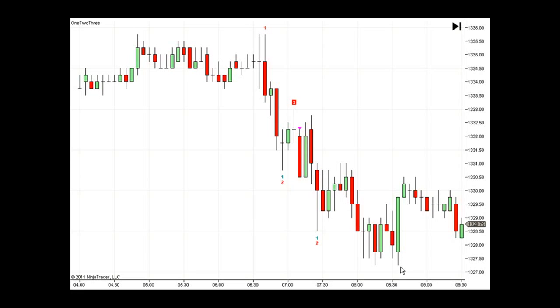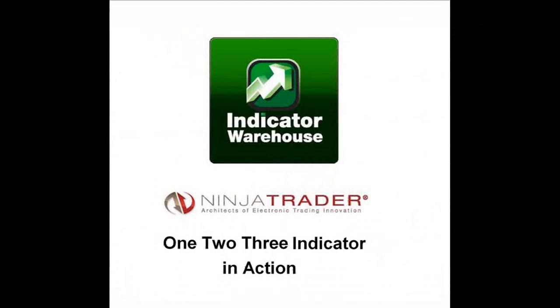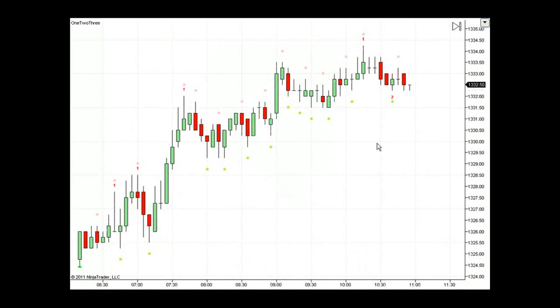Let's take a look at the 1, 2, 3 formation in action. Here we have the 1, 2, 3 formation indicator in action. We have a market that has just made a new high, a number 1 point. We have our swing point bottom, our number 2 point, and we are just waiting for our confirmation of our number 3 point. The number 3 point will confirm as soon as the bar closes below the number 2 point.